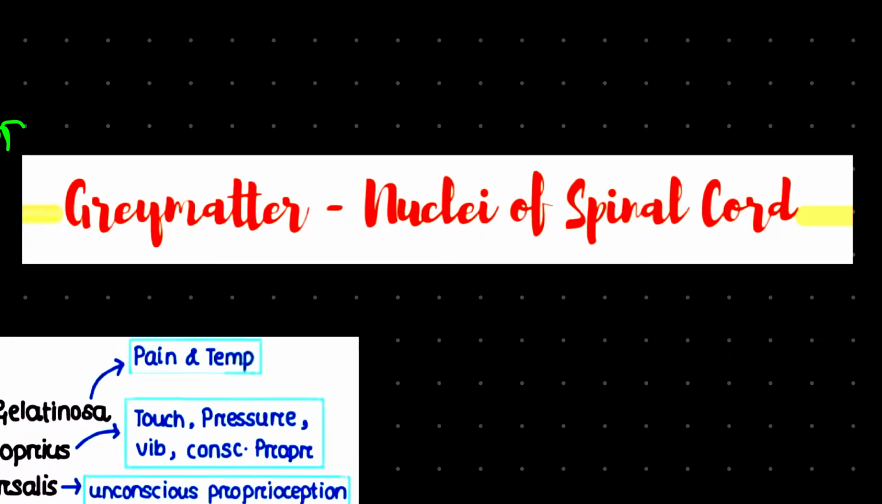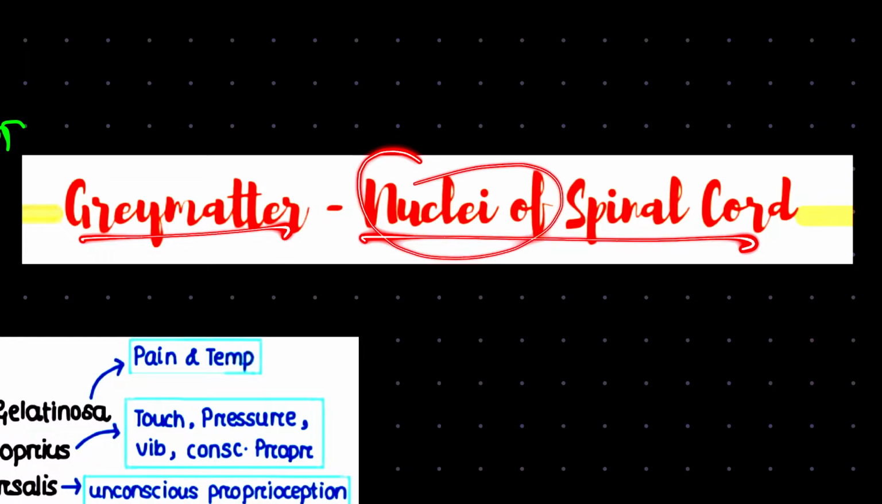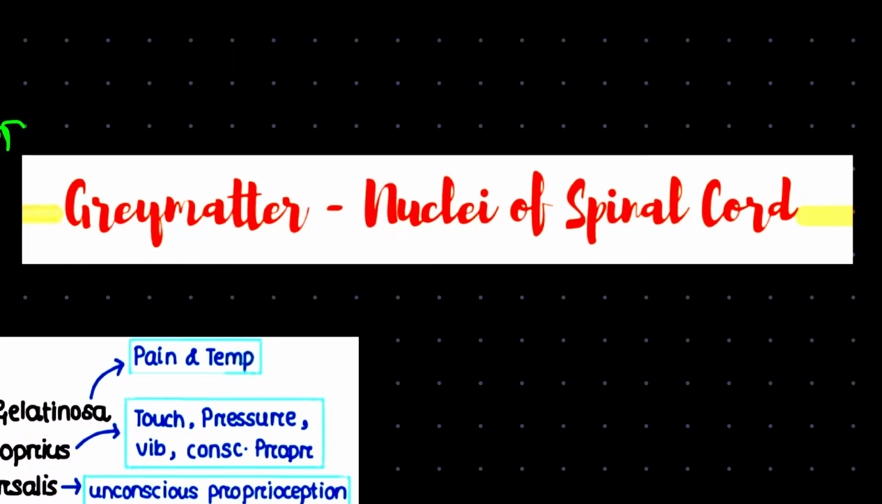The topic of discussion that we are going to cover right now is gray matter within the spinal cord, or nuclei within the spinal cord, and it is about an internal feature of the spinal cord. Before getting into the topic, I would like to make clear what we mean by nuclei or nucleus of the spinal cord.